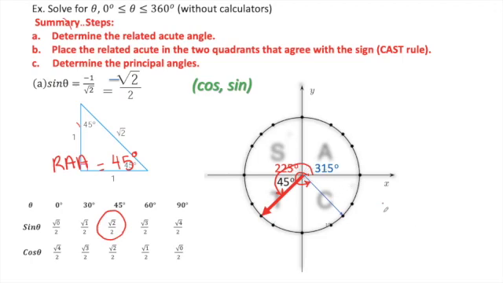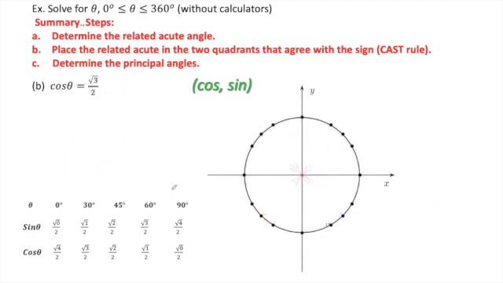Another way to figure those out, you're going to go 180 plus the 45 for that one in that third quadrant, which is 225, and the other one would be 360 degrees minus that 45 degrees is the easiest way to do that one to get 315 degrees. So there's your two principal angles for the sine theta of negative root 2 over 2. Again, lots of examples we'll go through, so don't worry too much about if it's super confusing right now.